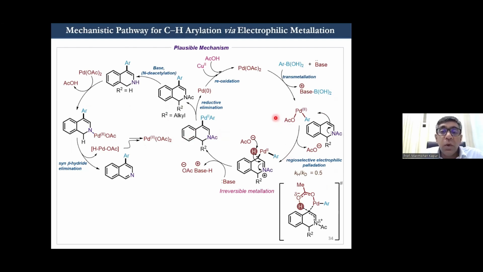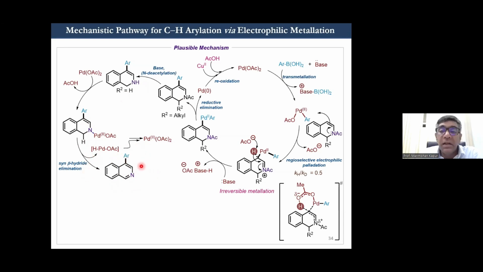So with the palladium case, what is the mechanism? The Pd(II) now undergoes a transmetallation to generate the aryl palladium species, which is picked up at this particular position, that is the C4 position, in an electrophilic palladation, giving rise to this particular species, which now undergoes a reductive elimination to give the arylated compound. This can lose the N-acetyl group under basic conditions. This can reinsert into the palladium, and a syn beta hydride elimination can give you the oxidized heterocycle to regenerate the isoquinoline with the C4 aryl group.